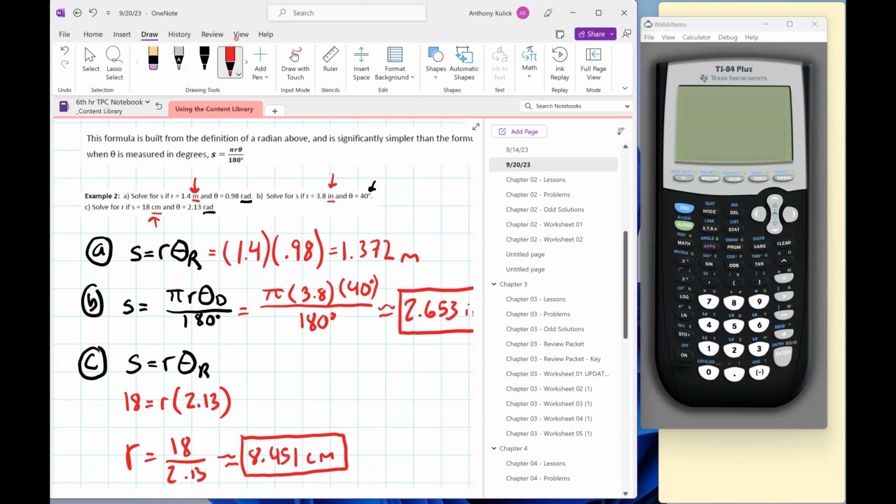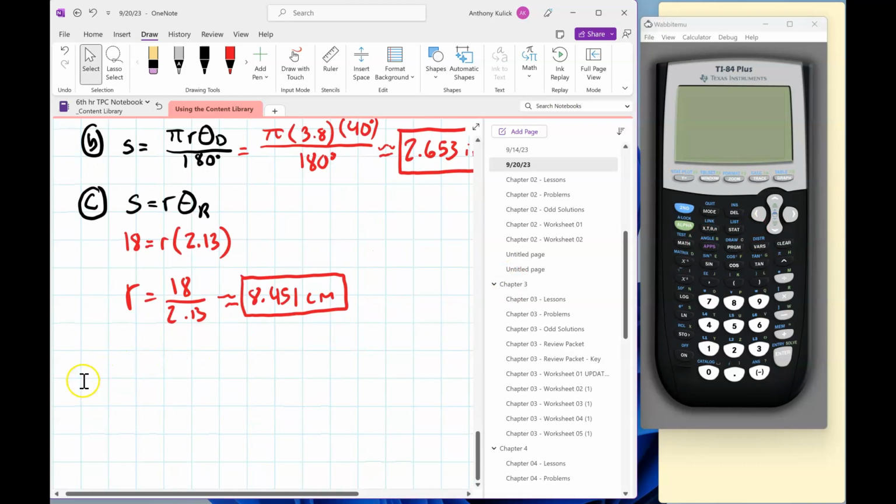I divided both sides by 2.13. I just wrote it so that the R was on the left, so it just looks more natural. You're good? Okay. One more example, and then we're done with this section. We'll start the next one after that.